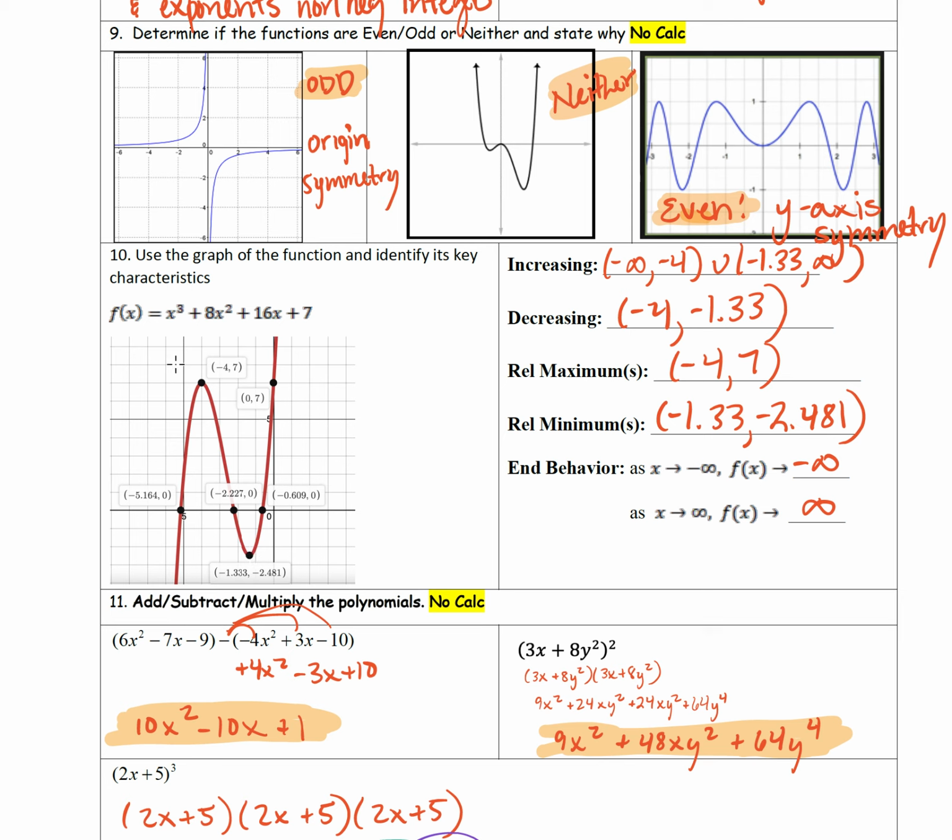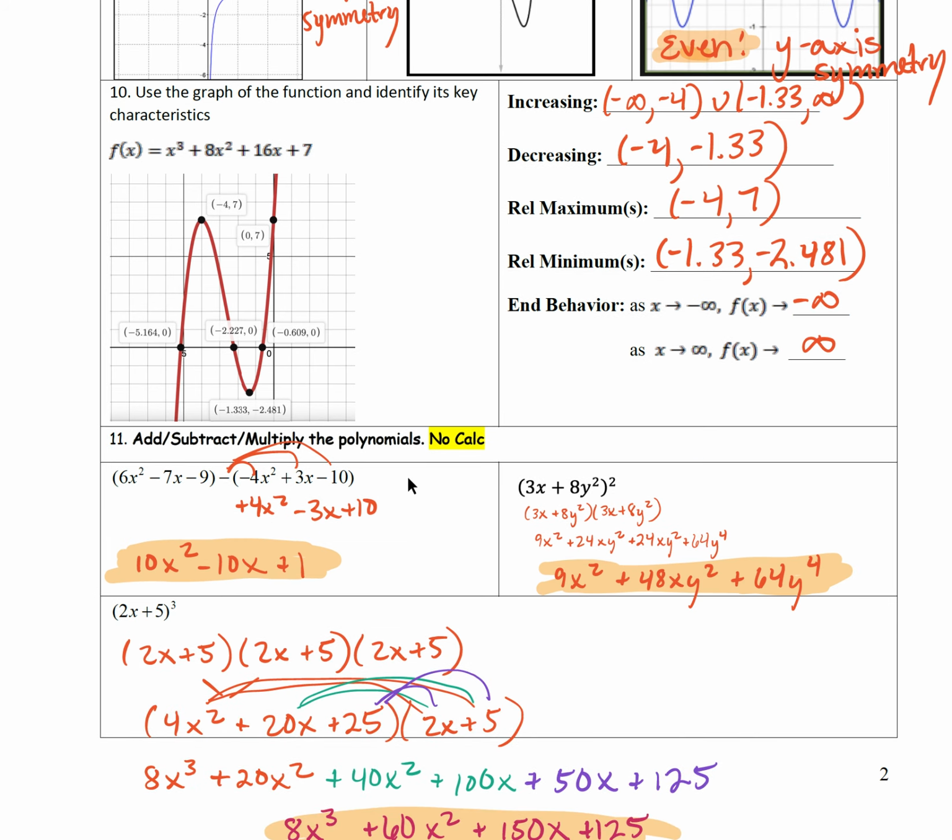This is a relative maximum here, or down here is a relative minimum. It's all the way at the bottom, and then end behavior on the right it goes up, and on the left it goes down, and that's what this is saying there.